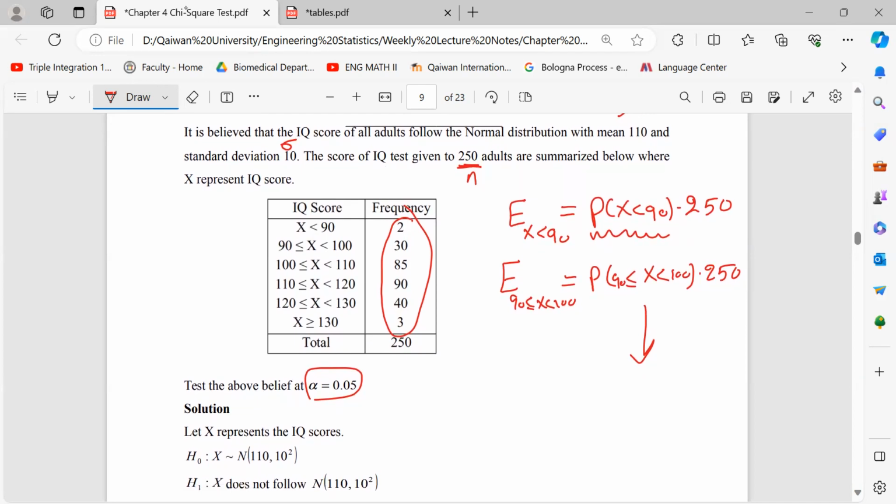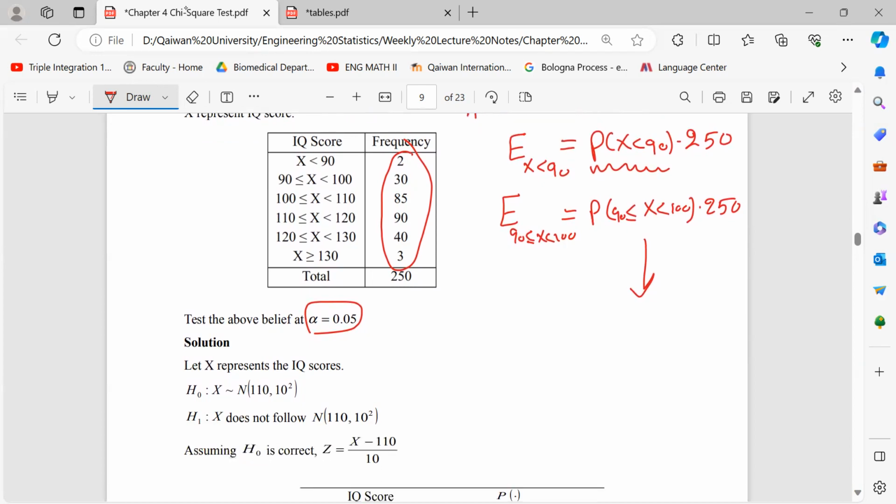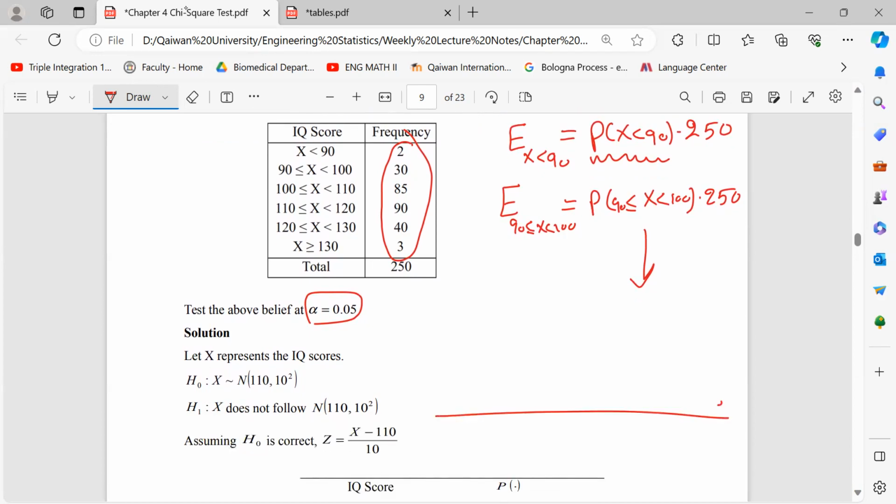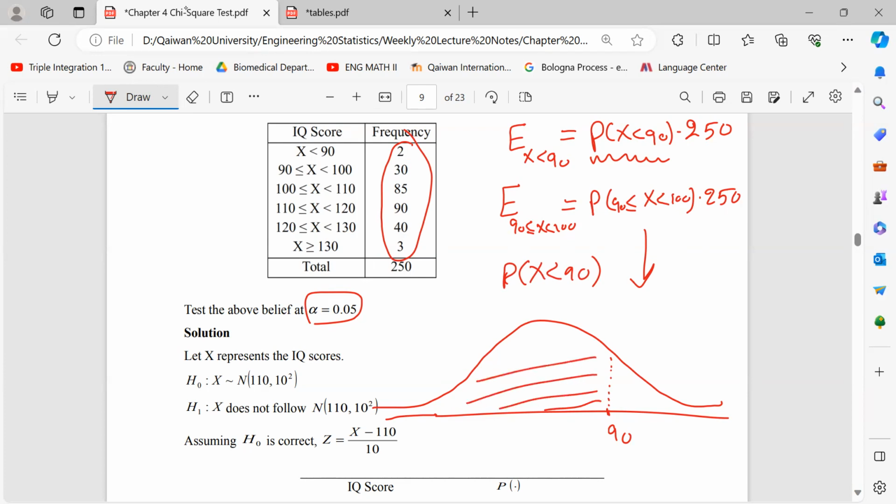Let me explain this one here. When we say the probability of x less than 90, let's say it's 90, and the area less than this, we need to standardize this. X is less than 90. We need to standardize this and then find it from the Z table.